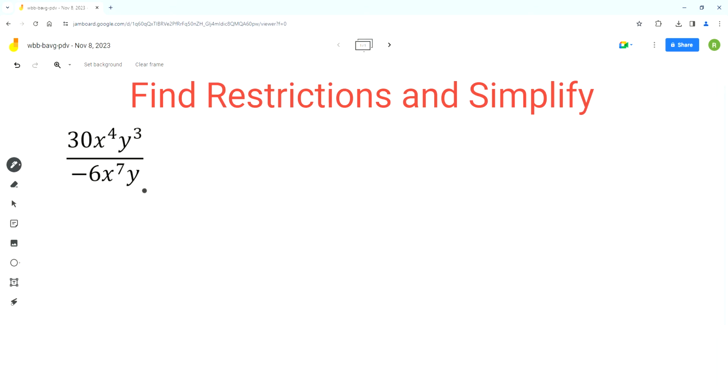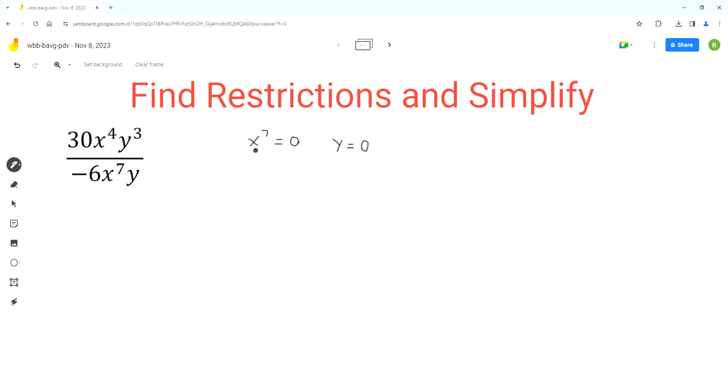Now this expression has two variables, x and y. So we'll have to find the restrictions for both x and y before we simplify the expression. The restrictions are obtained from the denominator of the rational function. Since we cannot factor this expression, we'll set the x and the y term equal to 0 one by one and solve for x and y, and that will give us our restrictions. So x to the power 7 equals 0 and y equals 0.